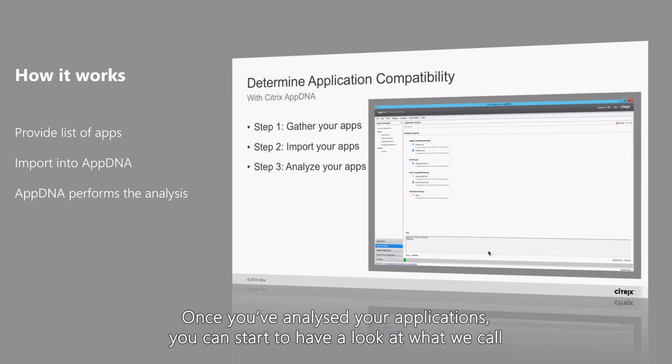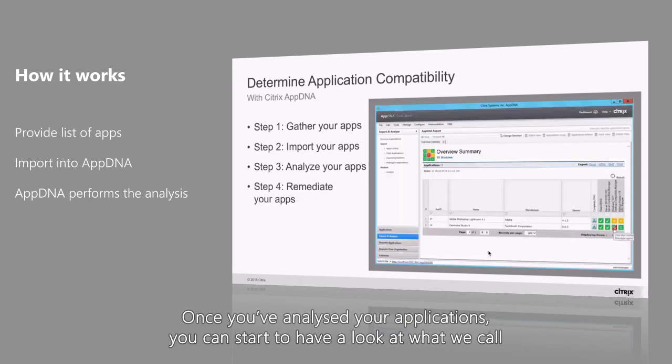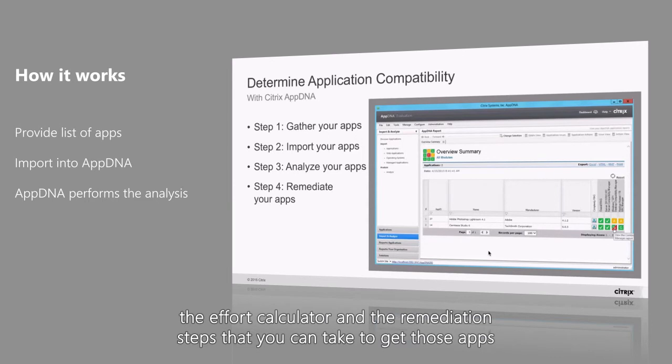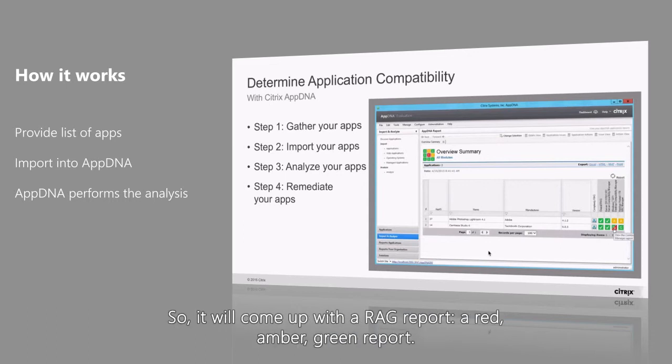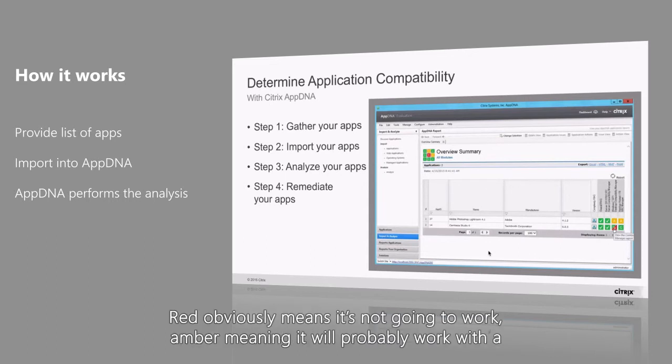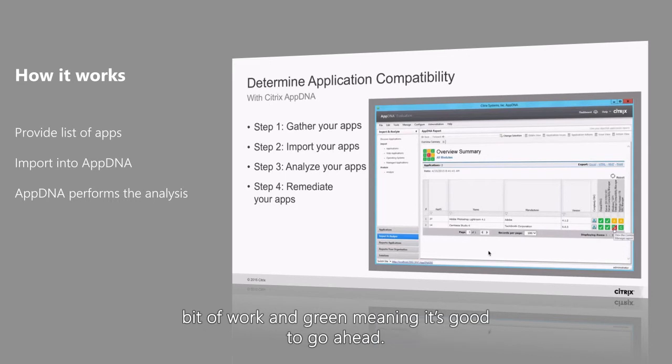Once you've analyzed your applications, you can start to have a look at what we call the effort calculator and the remediation steps you can take to get those apps that aren't compatible up front to work with Windows 10. It'll come out with a RAG report, a red, amber, green report. Red obviously means it's not going to work, amber means it probably will work with a bit of work, and green means it's good to go ahead.